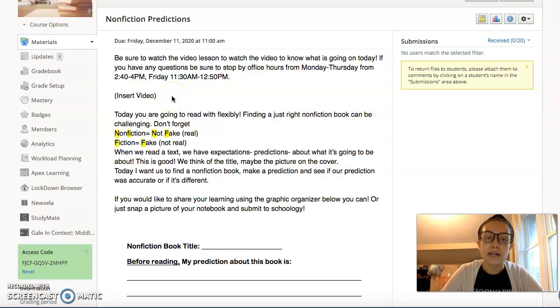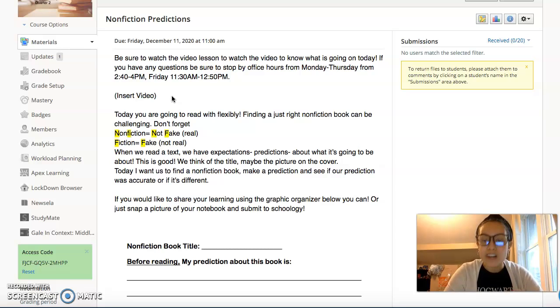But we're going to continue working on reading with flexibility, and what it means to find a just right nonfiction book. Remember, we want to try and find books that aren't too challenging. The five-finger rule is a good one to go by. But don't forget that nonfiction also can mean not fake. It's real, while fiction is fake.